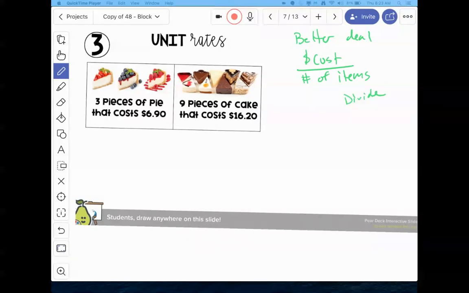For this one, go ahead and try to find which is better, the pieces of pie or the cake. I really hope the pie is the better deal because those pies look extra delicious. Go ahead and pause and get to work on this one. When you are finished, you can start the video and you'll start the next question.